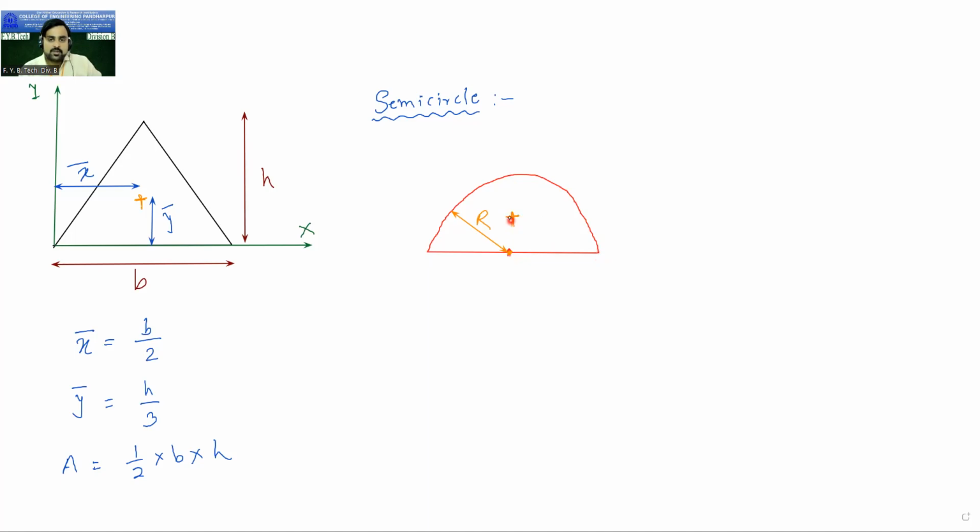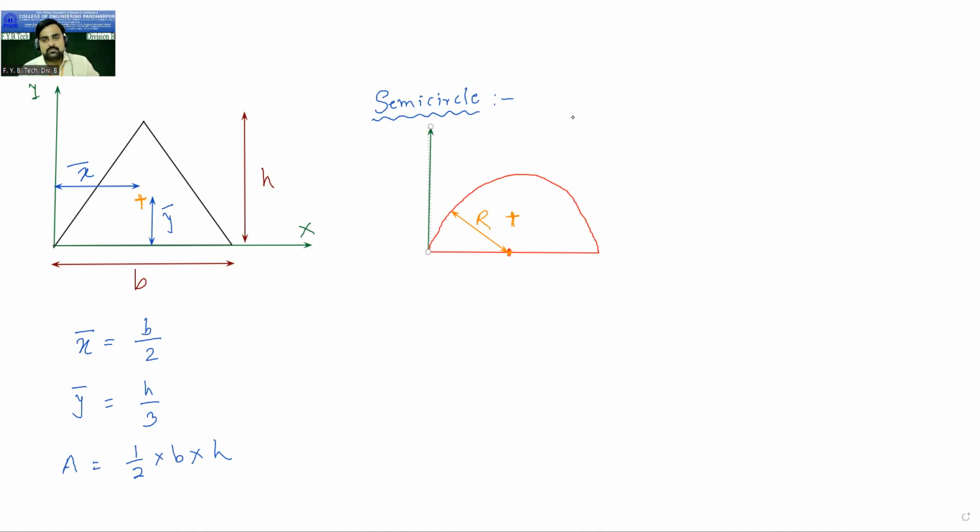But the centroid is such a point from which the area of this whole semicircle is supposed to act. So this is the centroid. These two are different points. Now we want to find the location of the centroid for this semicircle. Our procedure is the same. First of all, we will draw the reference axis. You should draw the reference axis in such a way that your semicircle comes in the first quadrant.